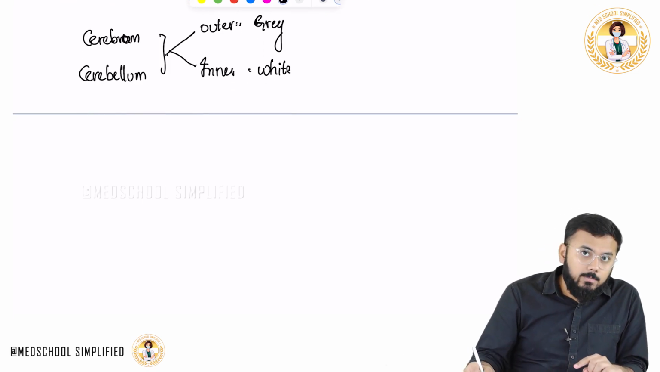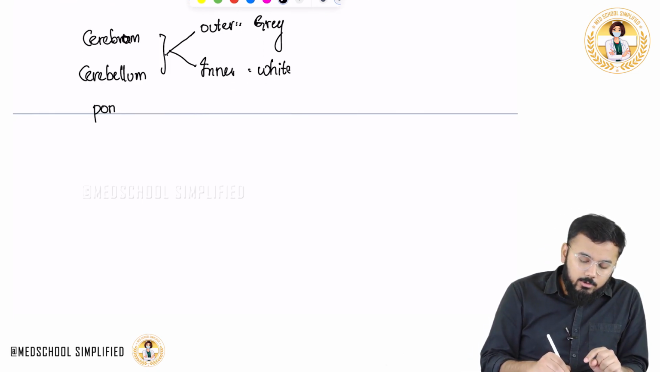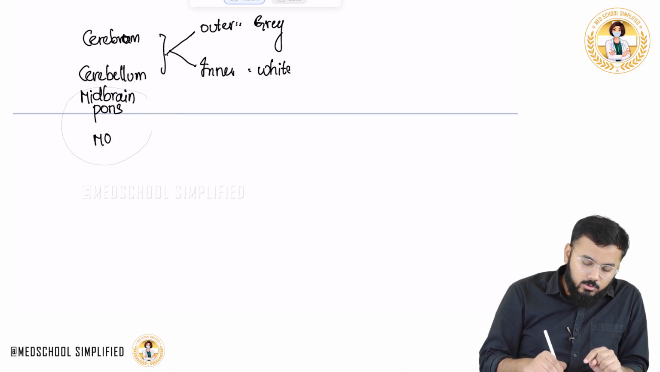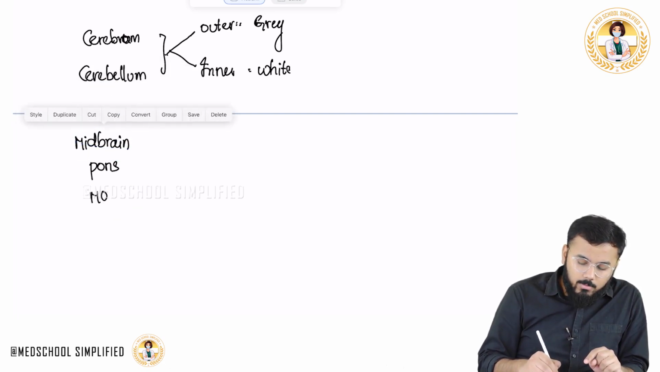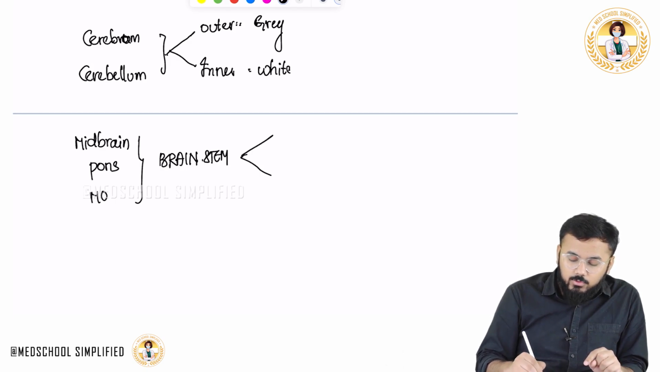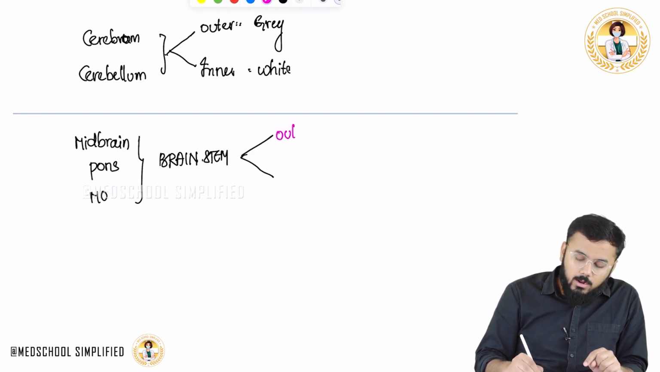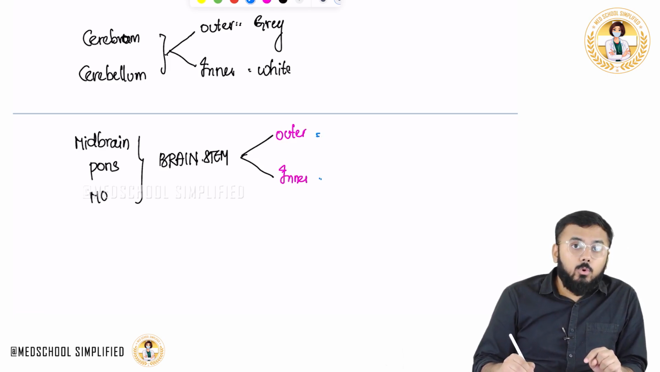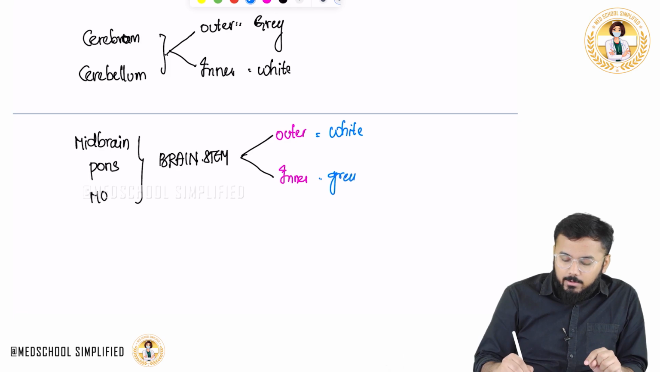But when you come to the brainstem, what do you mean by brainstem? Brainstem is nothing but your pons, your medulla oblongata, and your midbrain. Don't get confused. These three together you call a brainstem. In these three, what is present outside and inside? Here, outer you don't have gray matter. Outer you have white matter, and inner you have gray matter.